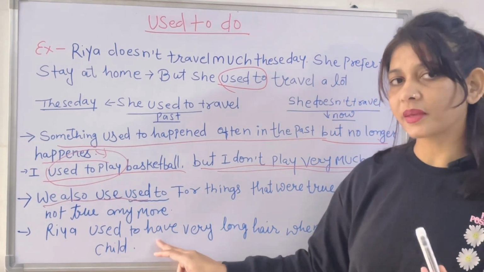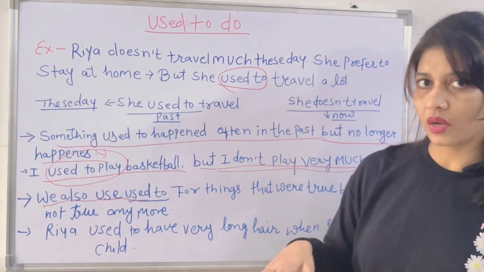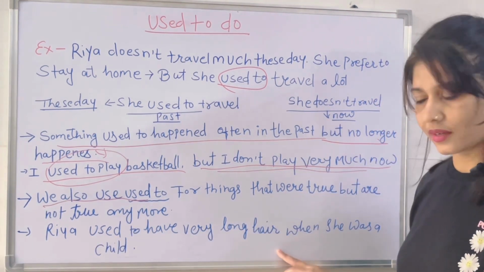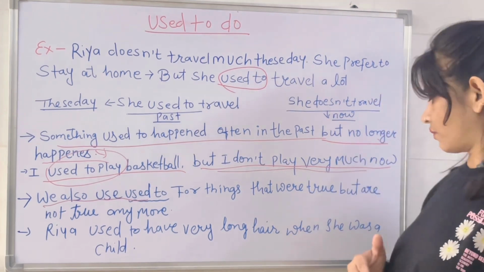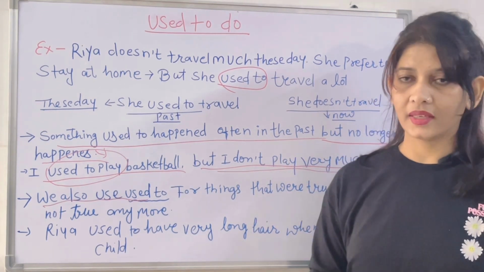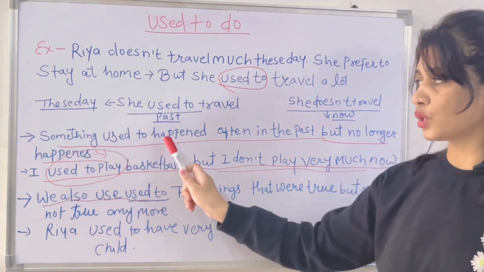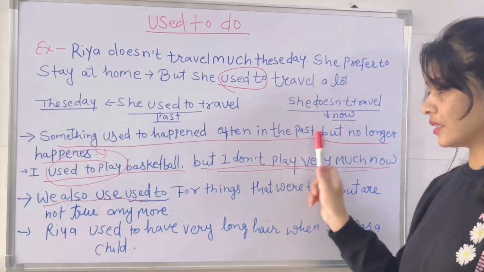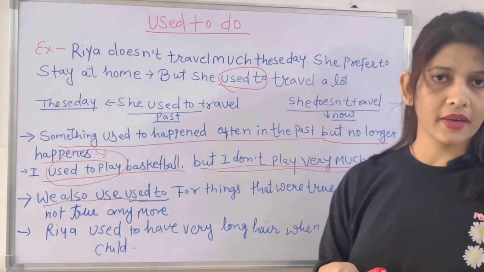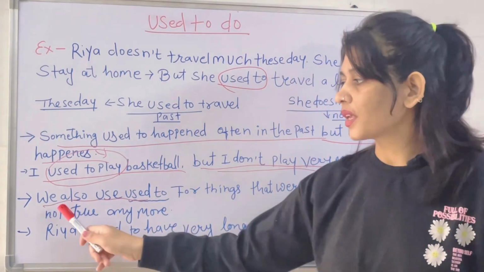Ria used to have, I told you yesterday about "have," the meaning of have, when you have your own things, possessions and all. Ria used to have very long hair when she was a child. जब वो बच्ची थी तो उसके बहुत बड़े बाल थे, अब उसके बाल बड़े नहीं हैं. So these are the two meanings of "used to." The first meaning is when something used to happen often in the past but no longer happens now. "Used to play basketball" is the example.